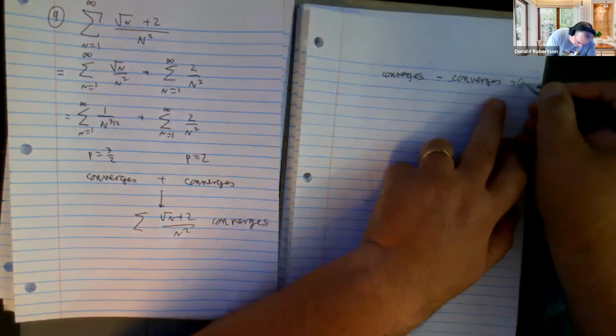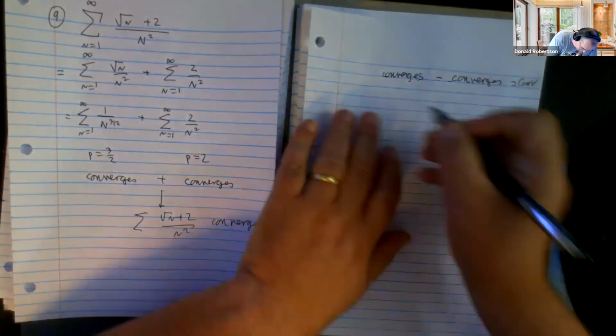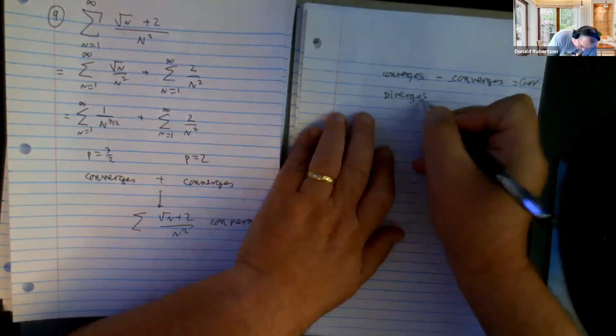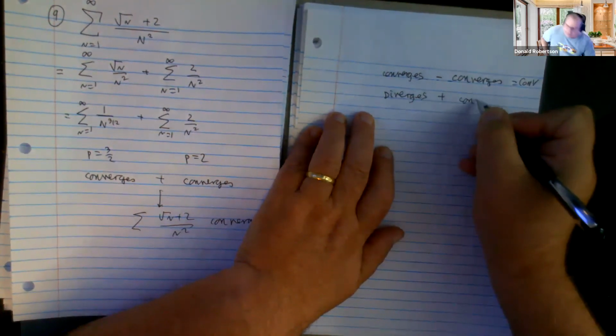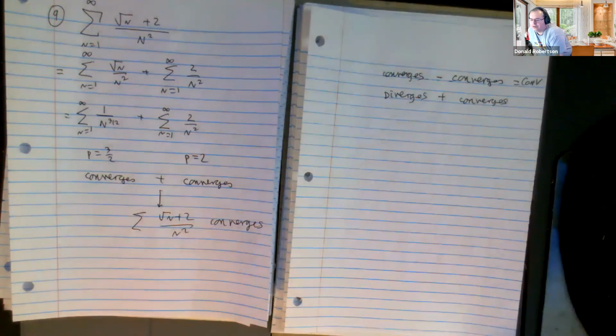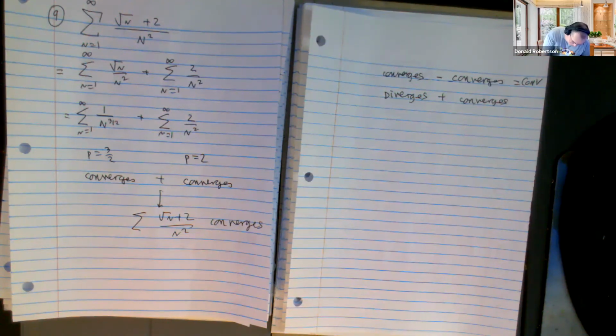Yeah. Something converges, take away something else that converges. How about the first one diverges and the second one converges? What would be your conclusion about the overall series, the thing that we started with, if one piece of it diverged and the other piece converged? It would be divergent. Yeah.